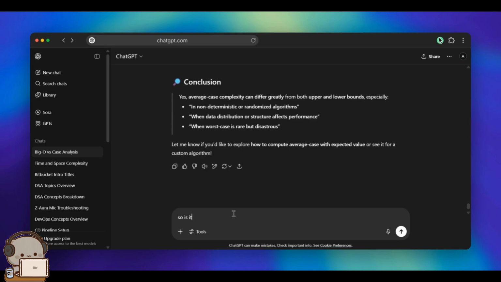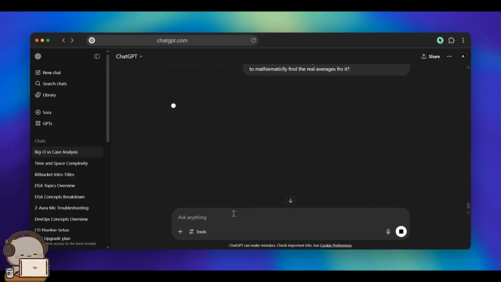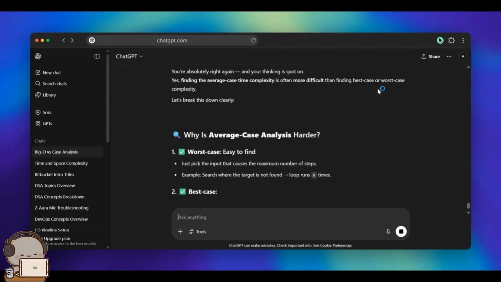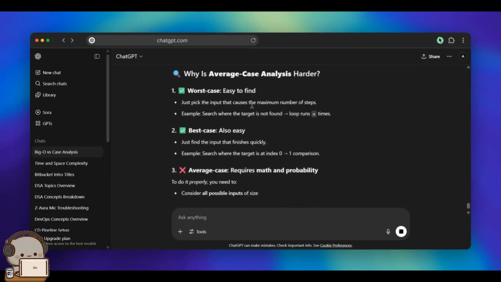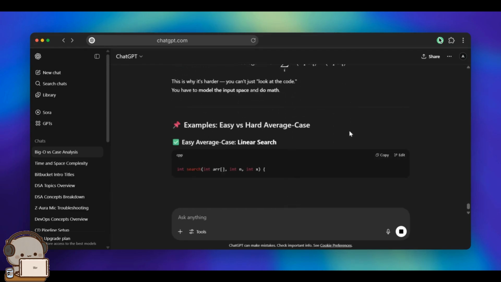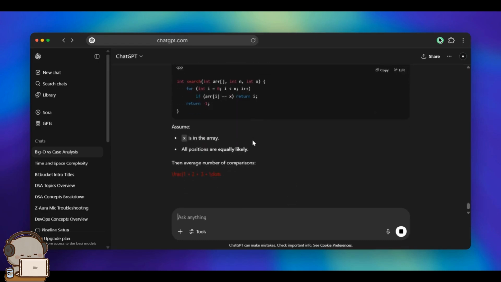So is it easy to find the average case in some cases? Don't we have to mathematically find the real averages for it? So it's more typical than best or worst case, right? Average case requires math and probability over all possible inputs, so we've got to have some equations. Interesting. So it's the case of linear search.